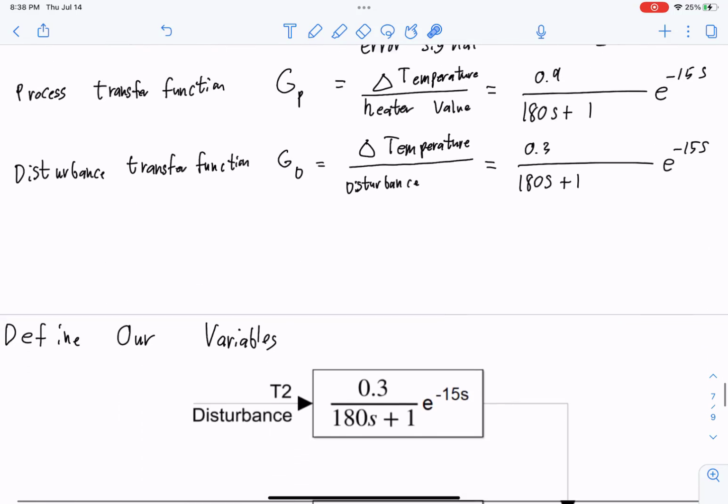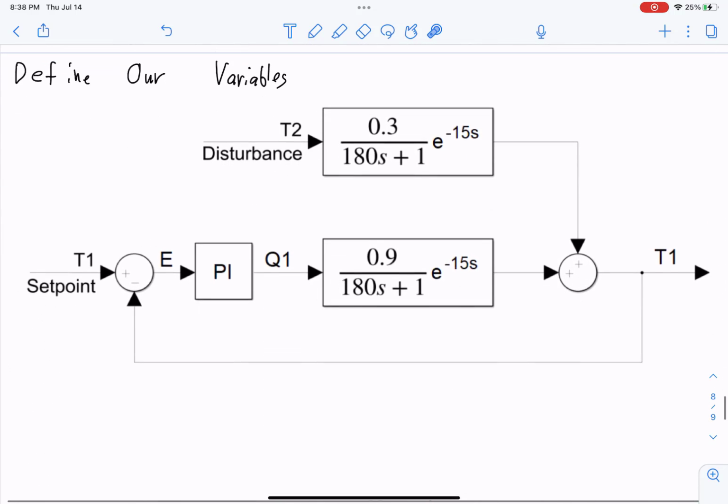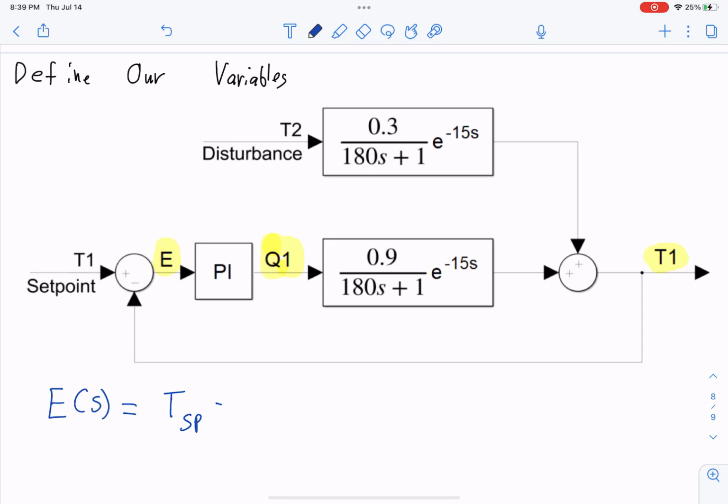Let's now define our variables as far as these e's. We'll want to define e. We'll define q1, probably t1 as well, and maybe we'll just leave it at that. We'll see how we're doing as far as if we're able to explain our system. So let's start with error. We'll do blue still. Error as a function of s is equal to the difference between temperature set point and T1. And those are functions of s as well. We're in the Laplace domain.